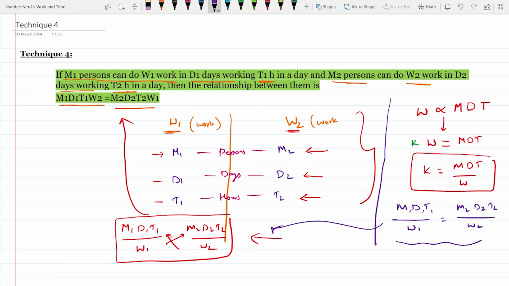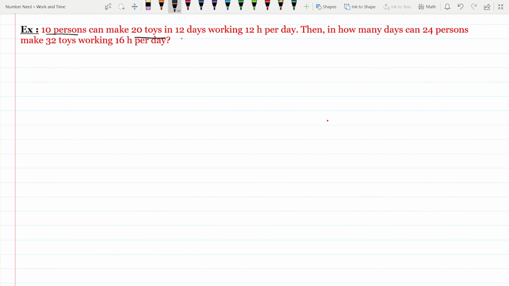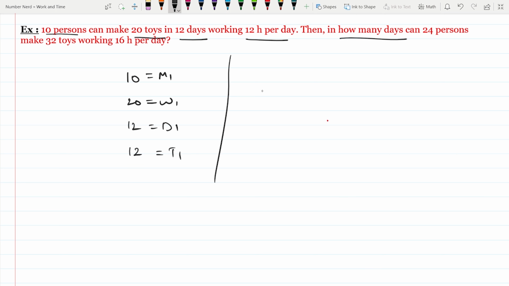Let's solve an example so we can understand more about this technique. 10 persons can make 20 toys in 12 days working 12 hours per day. 10 persons, which is M1. 20 toys they are making, which is W1, and 12 days they are working, which is D1, and they are working for 12 hours per day, which is T1. Then in how many days? So we have to calculate the number of days. So that 24 persons, which is M2, make 32 toys, which is the work W2, and working for 16 hours per day, which is the time T2.